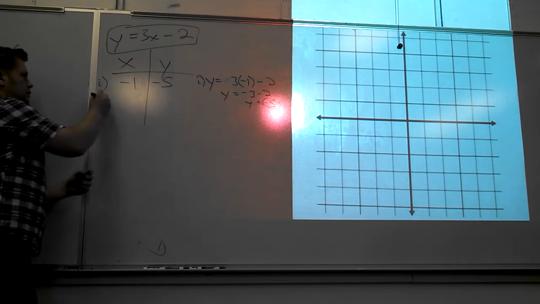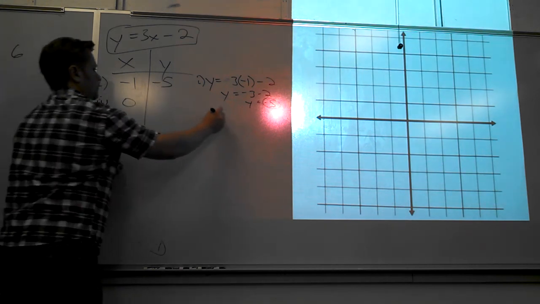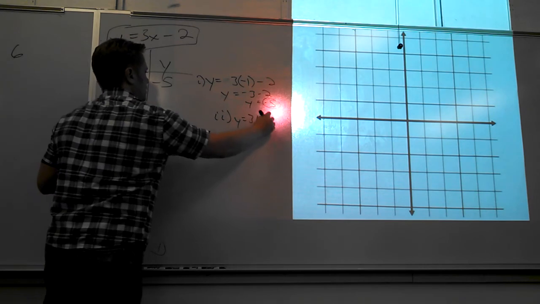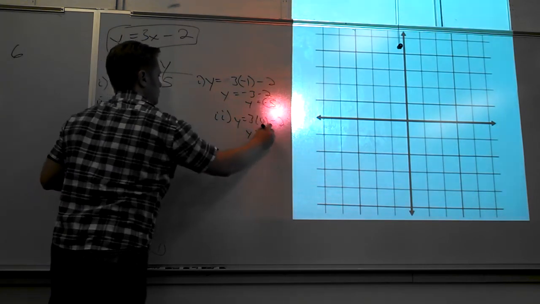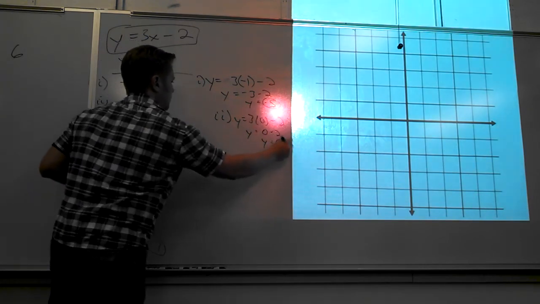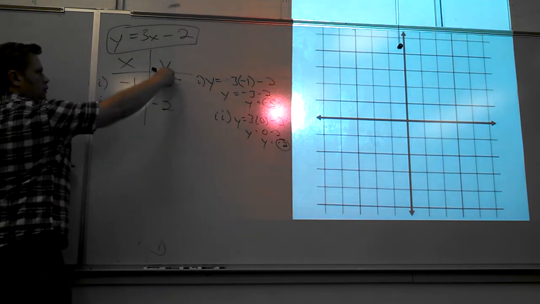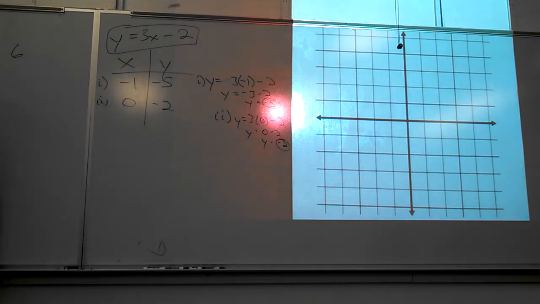So what if x is 0? Y equals 3 times 0 minus 2. Y equals negative 2. I like it. So that's going to be right there where the y value is. Okay, good. So this one was really easy to think about.